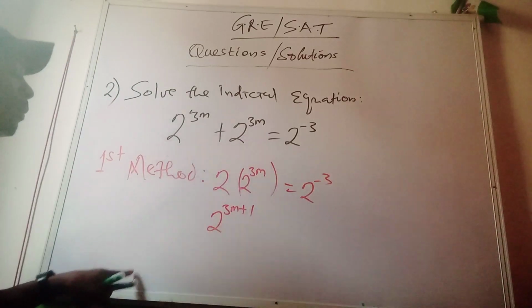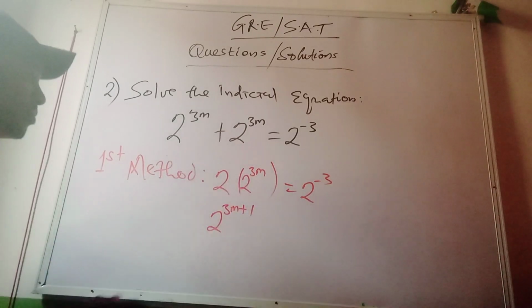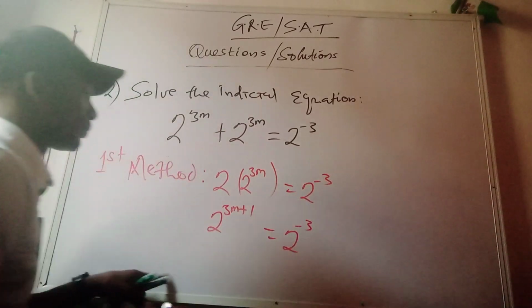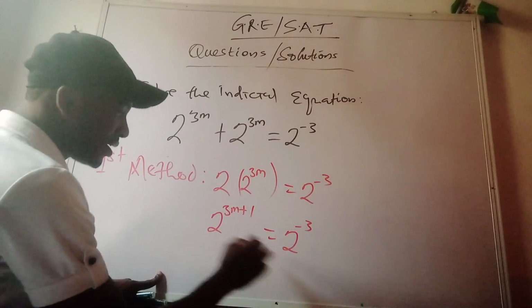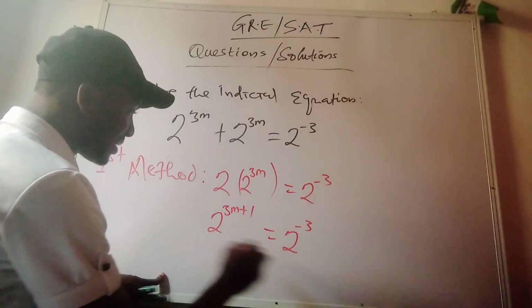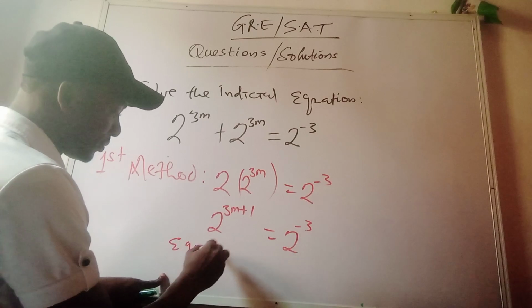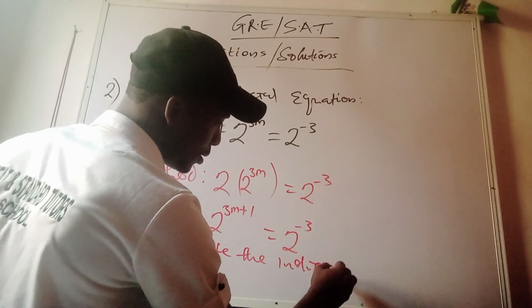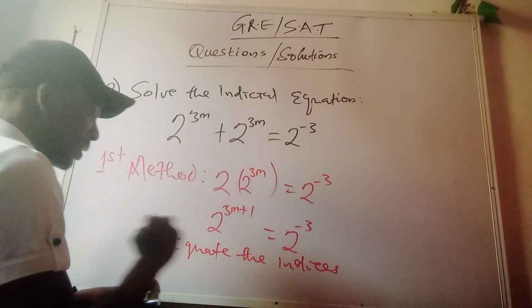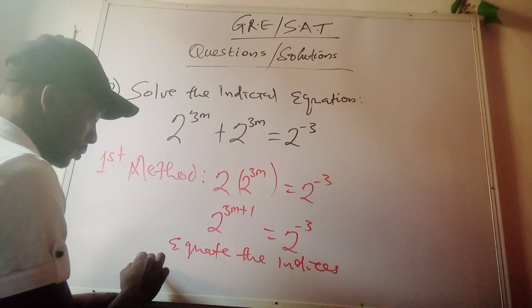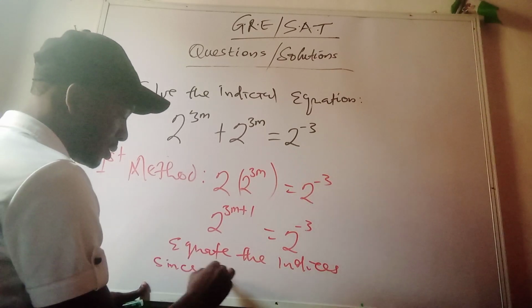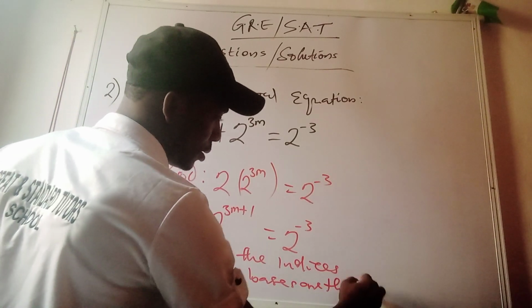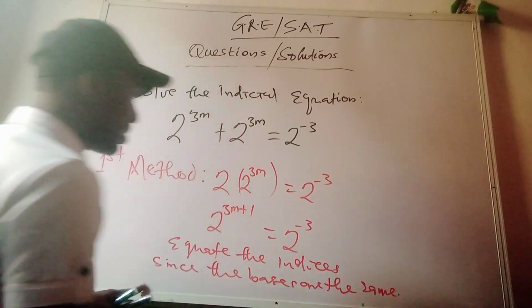Mathematically, this is 2 raised to power 1. When they have the same base, you add up. And this is going to be what? 2 raised to power minus 3. Practically, we can have it like this. Since they have the same base, we equate the index. Equate the indexes, since the bases are the same, we can equate the index.